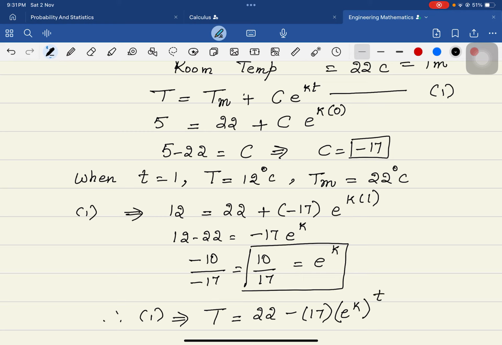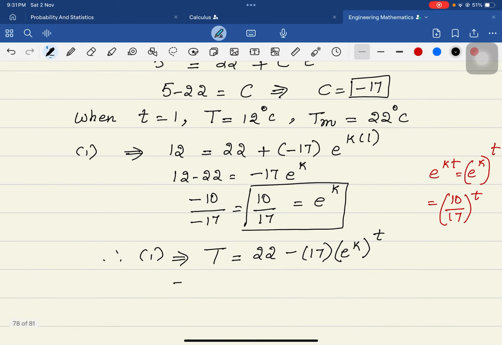Can we write like this? I hope you know that e power kt can also be written as e power k, the whole power t. As e power k value, we have got it as 10 over 17, I can rewrite this as 10 over 17, the whole power t. I hope you could understand the equation. So what it implies now? T is 22 minus 17 times 10 over 17 to the power t.